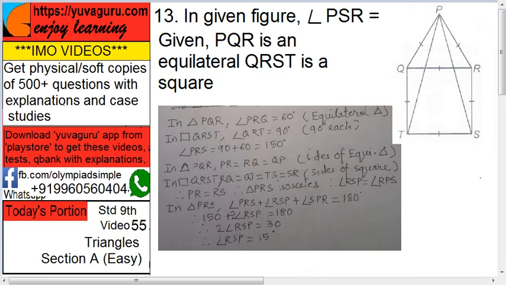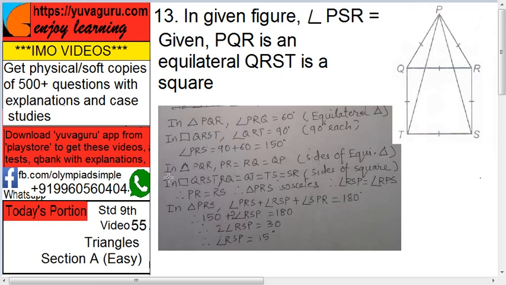So let's do it. Now, in triangle PQR, angle PRQ equals to 60 degrees. PRQ equals to 60, because why? Equilateral triangle and every angle is 60 degrees. Now in quadrilateral QRST, angle QRT equals to 90 degrees. Why? Because it is a square, so each angle is 90 degrees. Therefore angle PRS equals to what? PRS equals to 90 plus 60, 150, right?